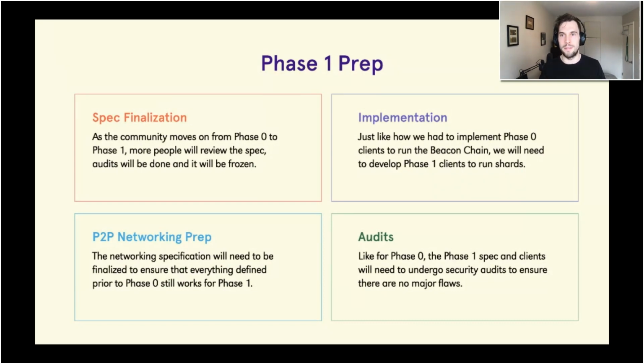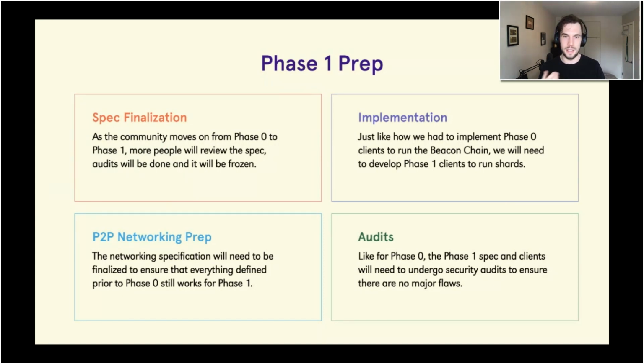Then we'll need to implement phase 1 clients, just like we implemented the phase 0 clients. And instead of running the beacon chains, the phase 1 clients will be running the shards. Similarly to the actual phase 1 spec, there's also a peer-to-peer networking spec that we'll need to review as phase 1 goes live. So this was defined kind of pre-phase 0.